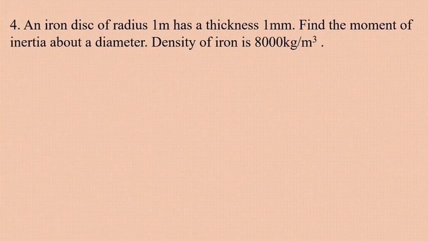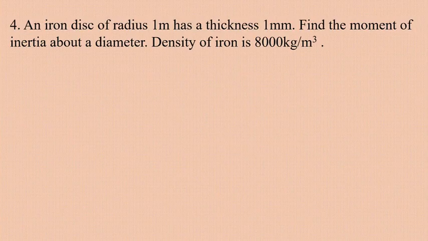Now the fourth one. An iron disc of radius 1 meter has a thickness of 1 millimeter. Find the moment of inertia about a diameter. Density of iron is 8000 kg per meter cube.